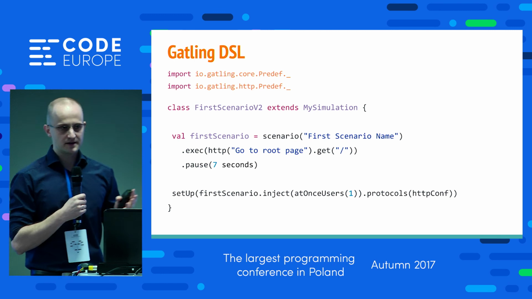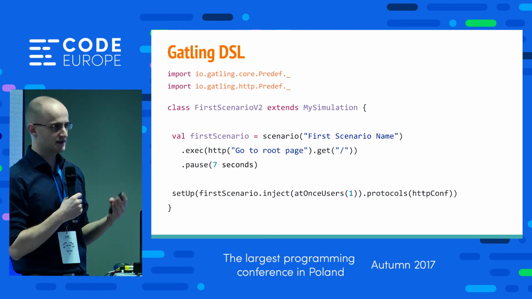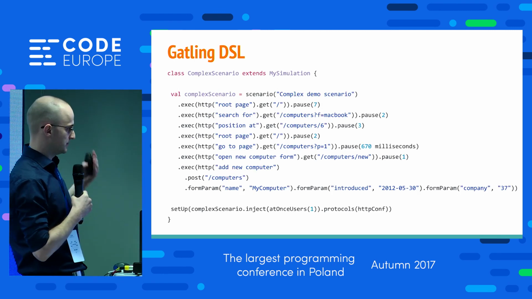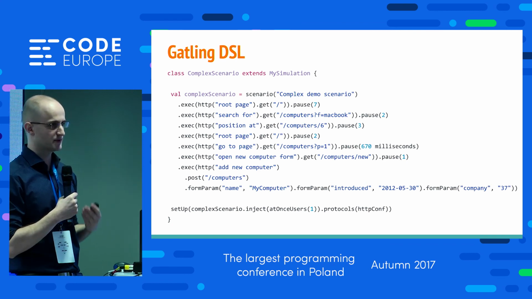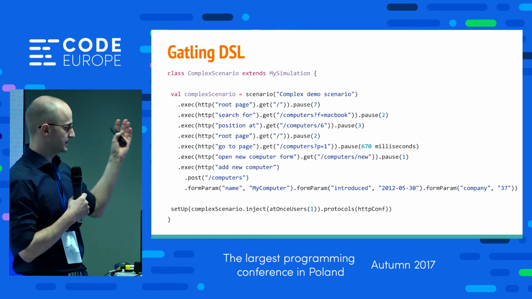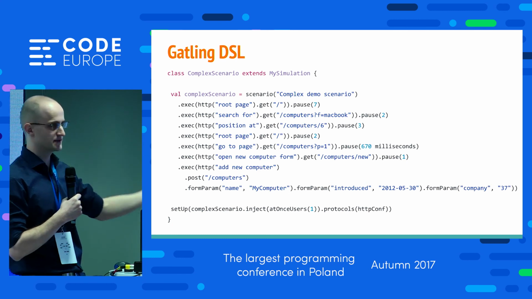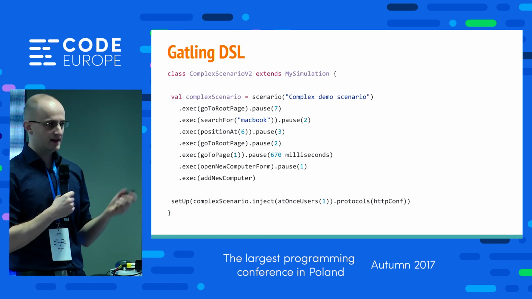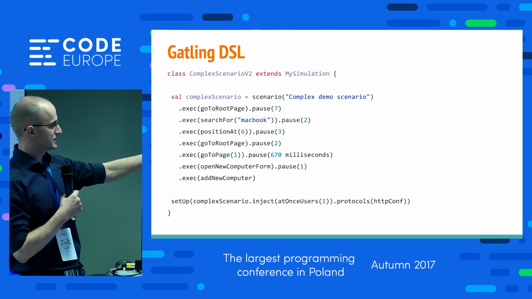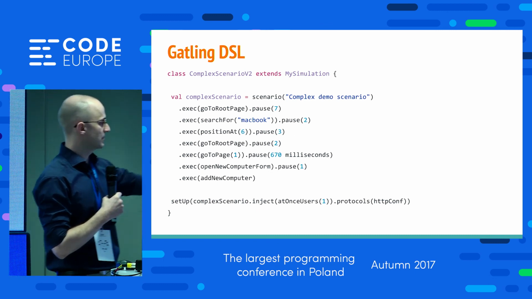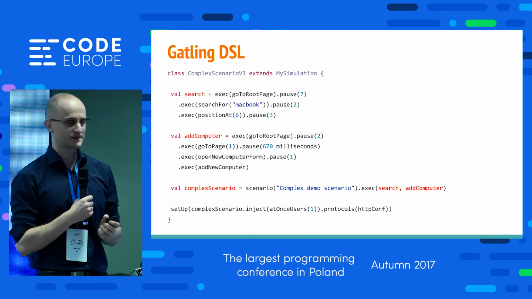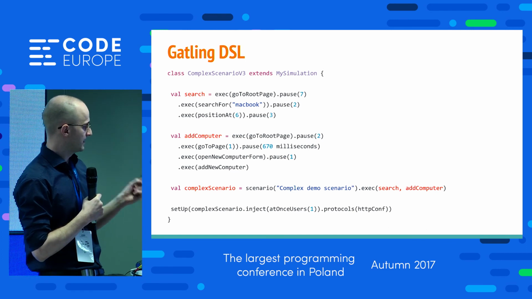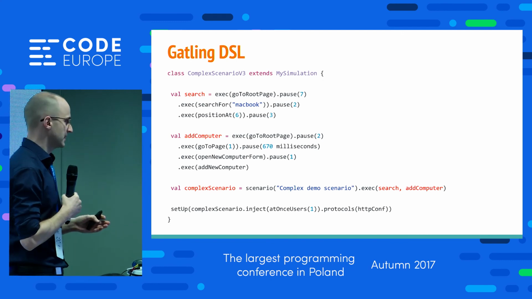And as you can see, the Gatling DSL idea is to provide one big fluent builder, and tests should be readable almost like normal sentences. So scenario, execute, HTTP, get root, pause 7 seconds, etc. And you just need 2 imports to make it happen. So core and HTTP. Any questions? Good.